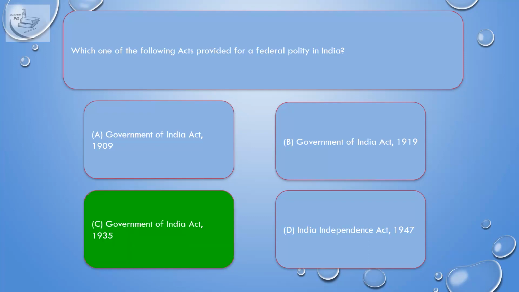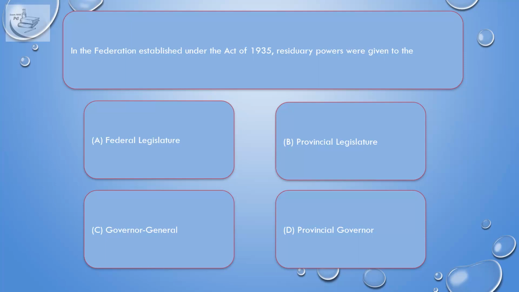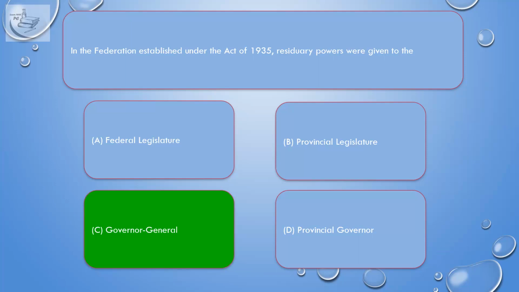Correct answer is C. Government of India Act, 1935. Question: in the federation established under the Act of 1935, residuary powers were given to the A. Federal Legislature, B. Provincial Legislature, C. Governor General, D. Provincial Governor. Correct answer is C. Governor General.